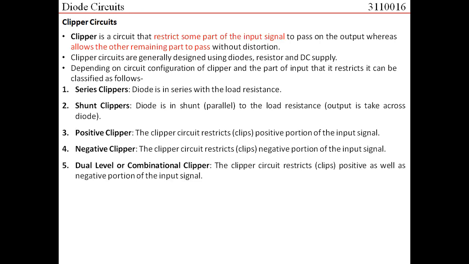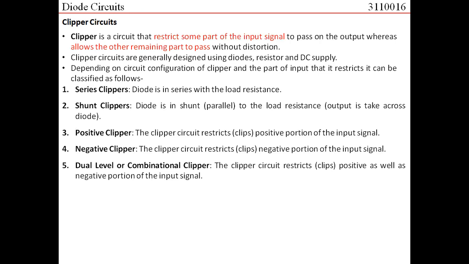If we have a clipper circuit which restricts some of the positive part as well as some of the negative part, then we would call it a dual level or a combinational clipper. We are going to see examples of each of these, so nothing to worry much about this. It is just for the sake of classification that we are listing all the different types of clipper circuits.